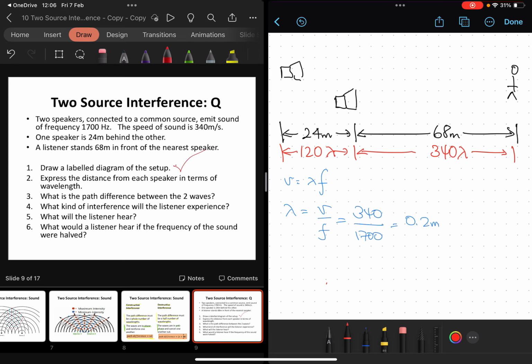Question 3. What is the path difference? The path difference is the extra distance that one wave has travelled compared to the other. So one of the waves has travelled 340 lambda and the other has travelled 120 lambda. Okay, that's the difference in distance that one has had to travel compared to the other. In other words, there's an extra 220 wavelengths that one of the waves has had to travel compared to the other.